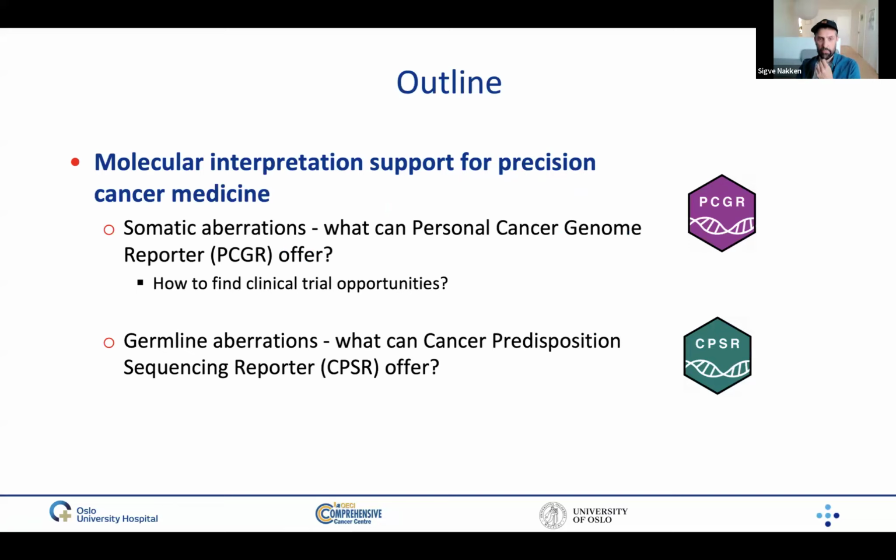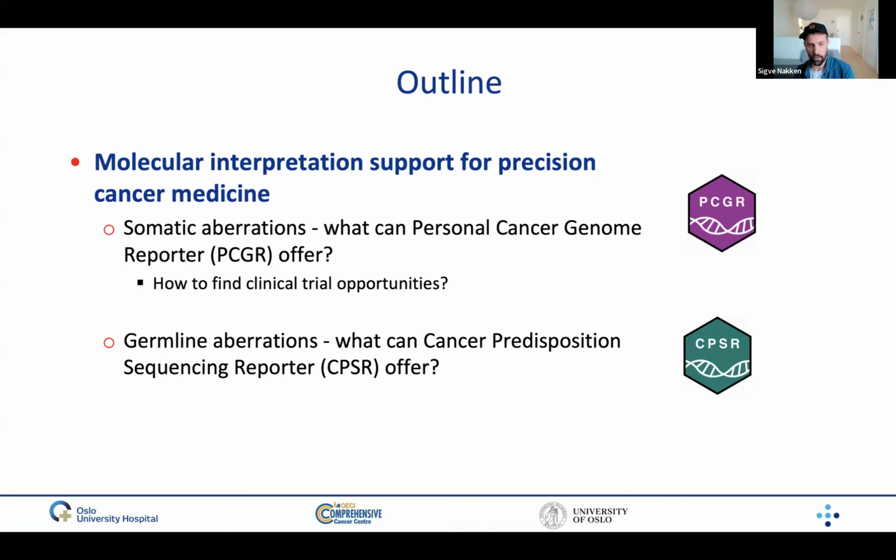So today I want to present some work that I've been doing for many years, and that is quite closely related to the work that you are discussing in these VICC meetings. So I have developed two different tools or workflows to support precision cancer medicine or tumor board work. So I'll spend most of my time talking about the Personal Cancer Genome Reporter, or PCGR, which is focusing on the somatic aberrations that we find in the tumor.